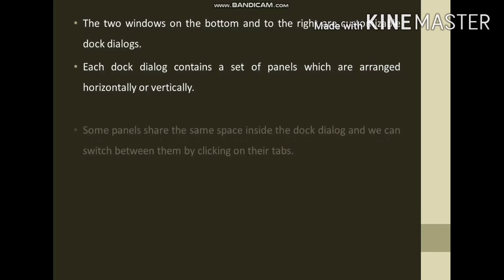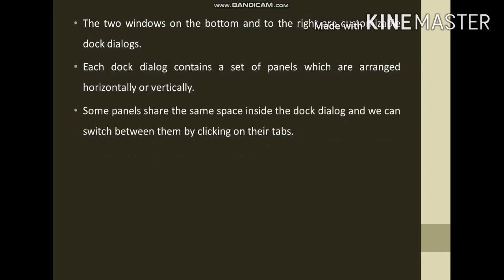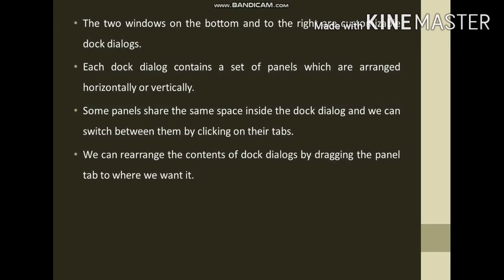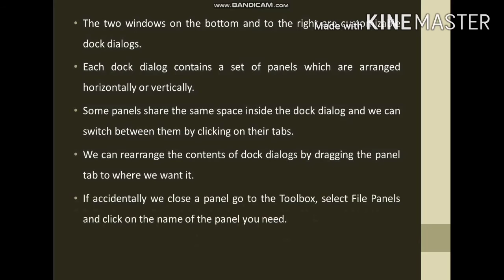The two windows on the bottom and to the right are customizable dock dialogs. Each dock dialog contains a set of panels which are arranged horizontally or vertically. Some panels share the same place inside the dock dialog, and we can switch between them by clicking on their tab. We can rearrange the content of dock dialogs by dragging the panel tab to where we want it. If we accidentally close a panel, then go to the toolbox, select the file panel and click on the name of the panel you need. Then drag the panel into the dock dialog where you want to place it.